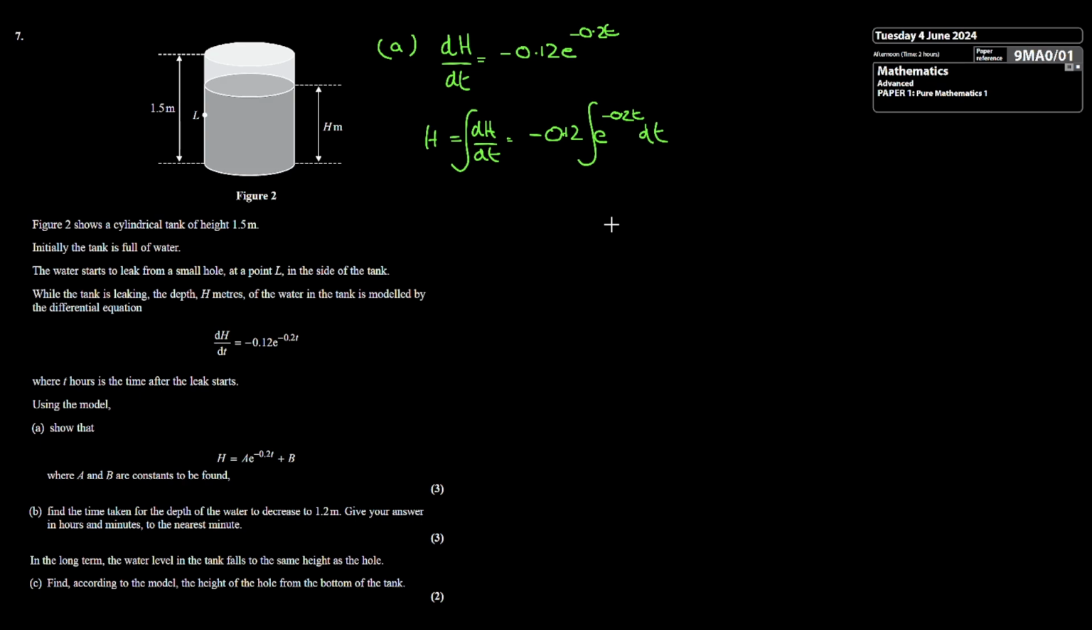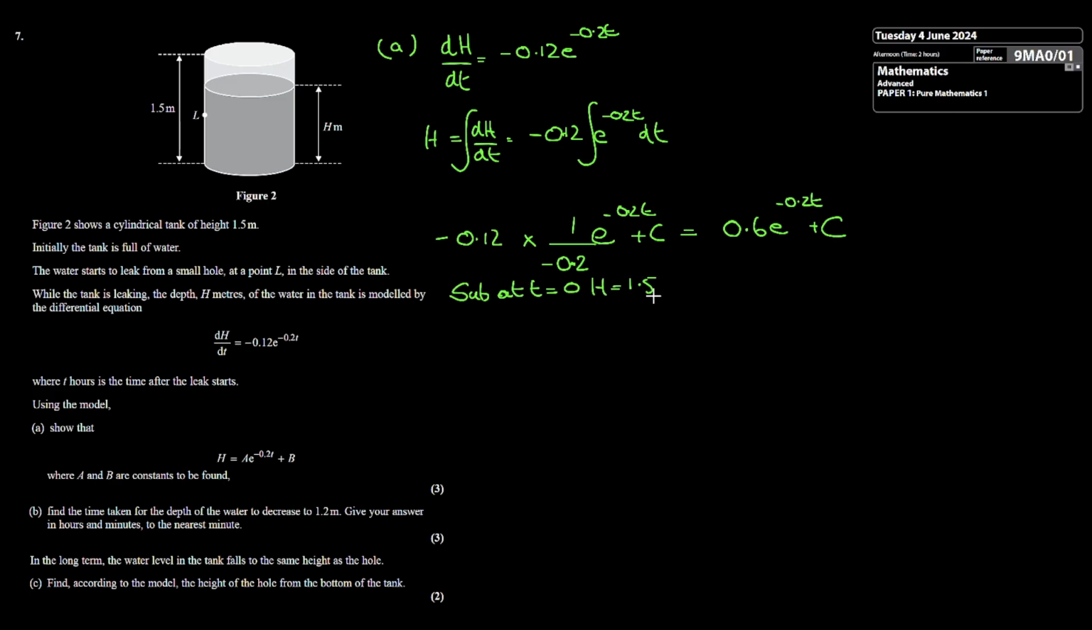So the integration of e to the minus 0.2t, using the reverse chain rule, will be e to the minus 0.2t, and we've got to multiply this by 1 over minus 0.2. You can check that by differentiating. And we must put our constant out the front again, which is 0.12, but it's negative, and plus c. And this is equal to, the negatives obviously go, we're left with 0.6 e to the minus 0.2t plus c.